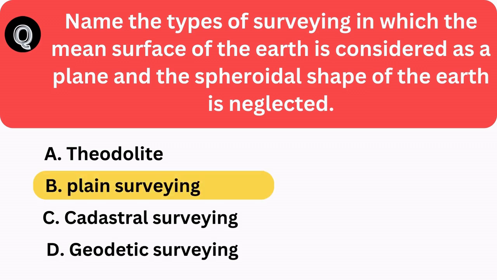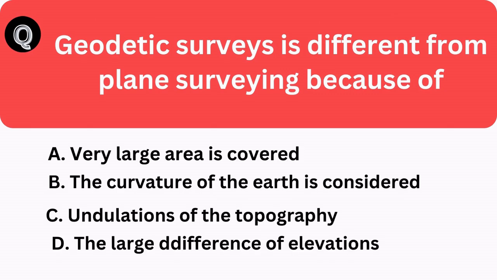Plane surveying. Geodetic surveying is different from plane surveying because: Option A. Very large area is covered. Option B. The curvature of the earth is considered. Option C. Undulations of the topography. Option D. The large difference of elevations. Answer B. The curvature of the earth is considered.